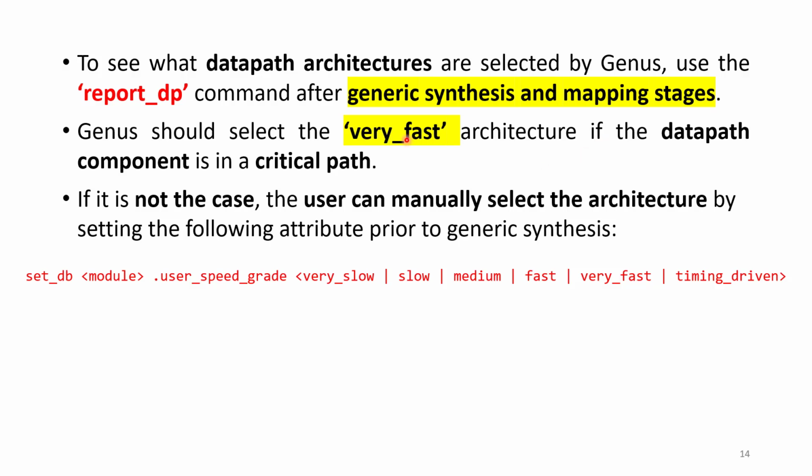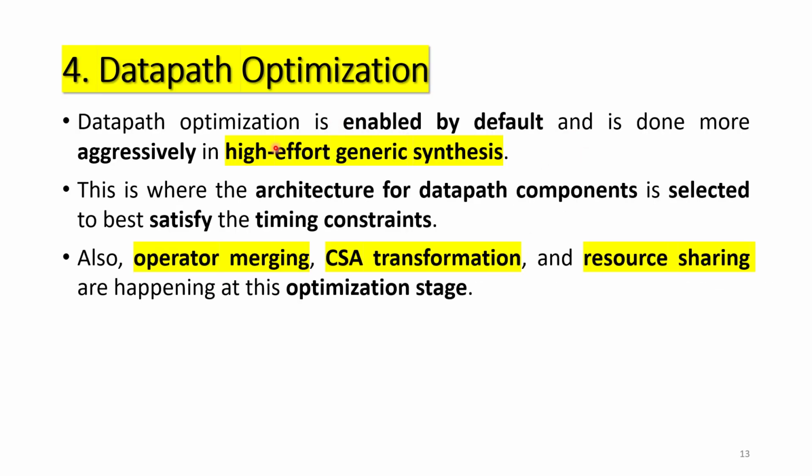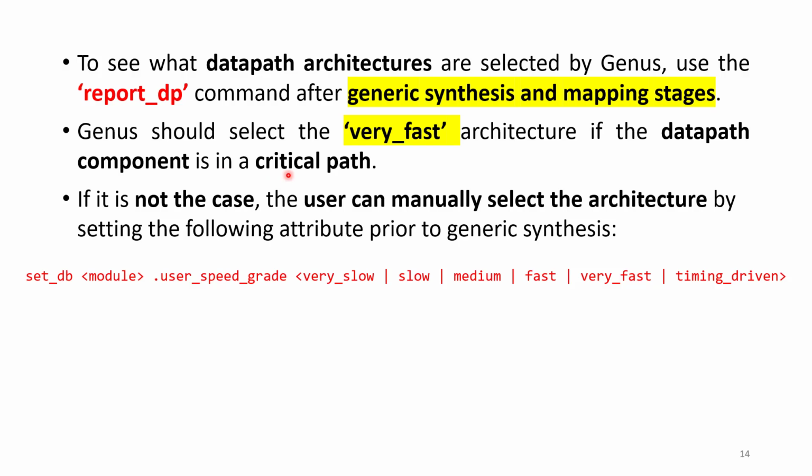Why it is coming very fast means here we are setting effort to high if the data path component is in a critical path. If it is not the case, the user can manually select the architecture by setting the following switches. This is a command which you can use, set_db module_name.user_speed_grade. These are the speed grades which you can give: very slow, slow, medium, fast, very fast, and time driven.